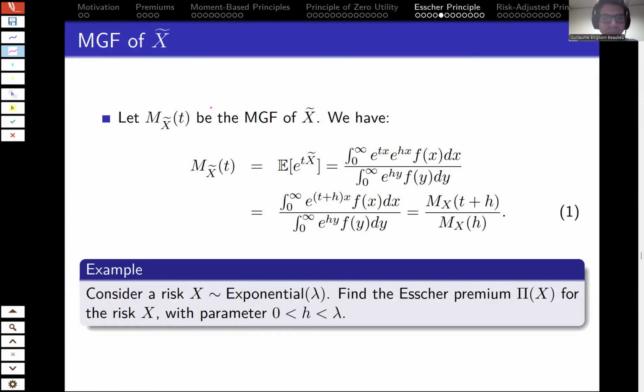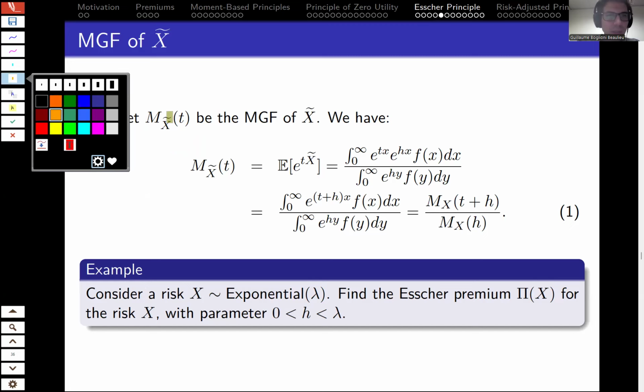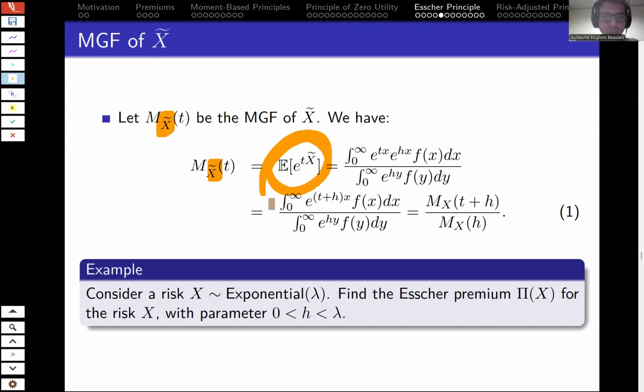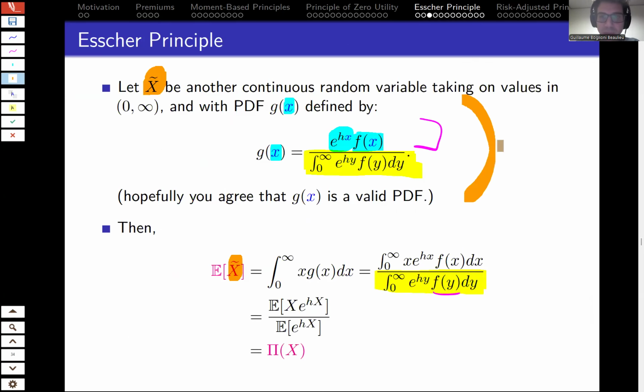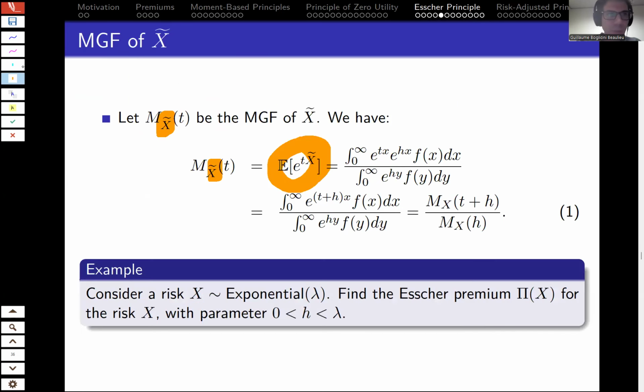Now one comment here, you can easily get the MGF of x tilde as a function of the MGF of x. This is done here. You see the MGF of x tilde, you write it here, start with the definition. Now you can write an expression for this expected value because you have explicitly the density of x tilde over there. So this is what you use. You have the expected value of this. Okay, this explains the term here.